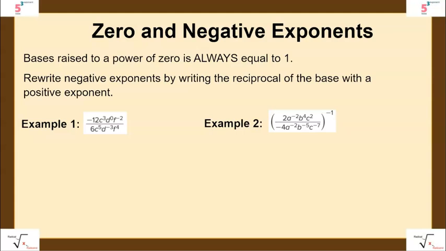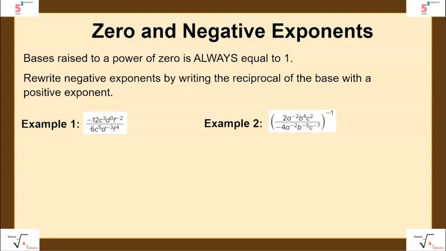In this video, we are going to be looking at zero and negative exponents when we solve rational expressions. Before we get to example one, let's go through some of the rules with negative and zero exponents. A base raised to a power of zero is always going to equal one. So 4 to the zero power is going to equal one. Z to the zero power is also equal to one.